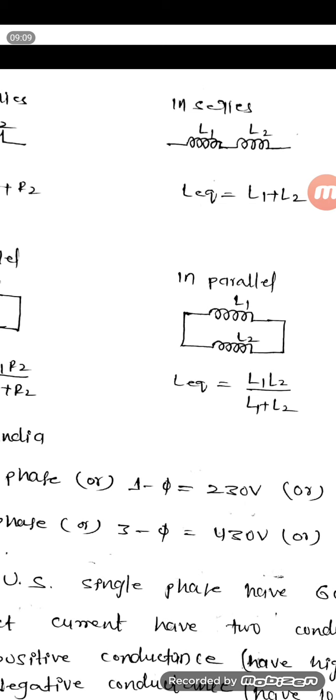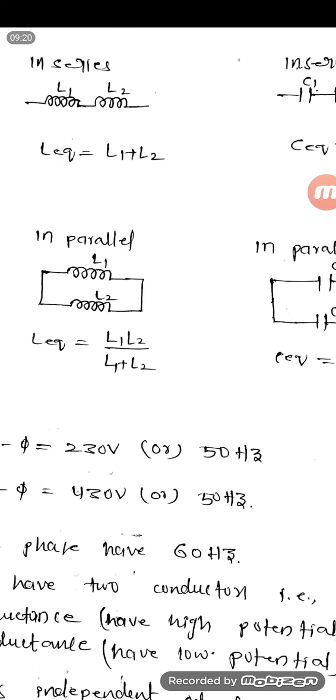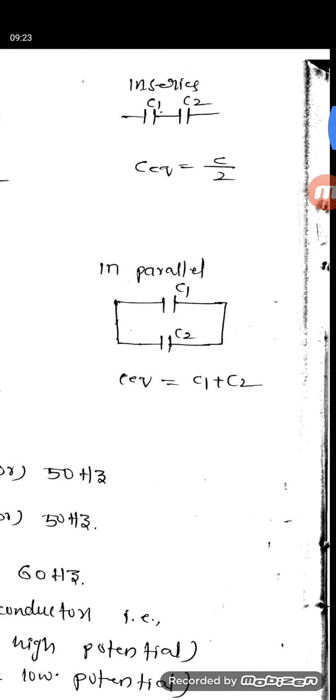If two inductors are connected in series, L equivalent is equal to L1 plus L2. If connected in parallel, L equivalent is equal to L1 L2 by L1 plus L2. If capacitors are connected in series, then the value becomes half, that is C1 C2 by C1 plus C2. If connected in parallel, the equivalent capacitance is C1 plus C2. It is exactly opposite to the resistor and inductor.